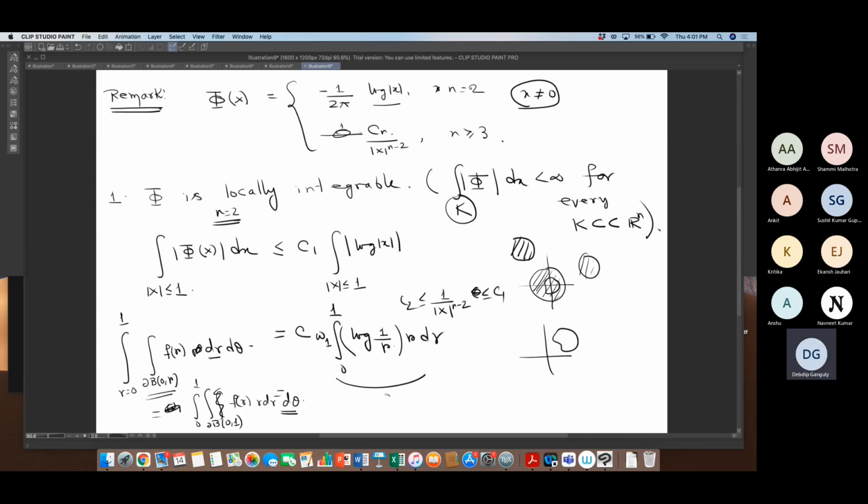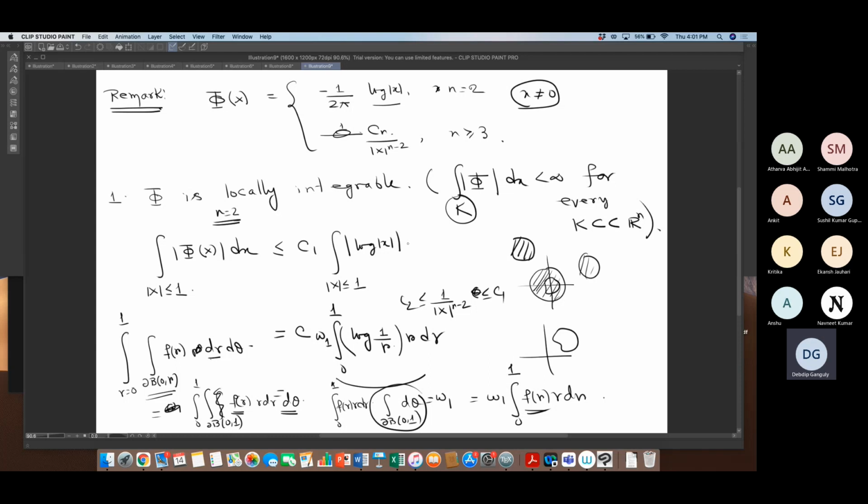And this is the integral over B(0,1). So f(r) does not depend on theta. F is a radial function. This does not depend on theta. So r dr f(r) comes out. So this is the integral from 0 to 1 of f(r) r dr, and this is d theta. And what is this? This is w1. So this is w1 times the integral from 0 to 1 of f(r) r dr. Clear?